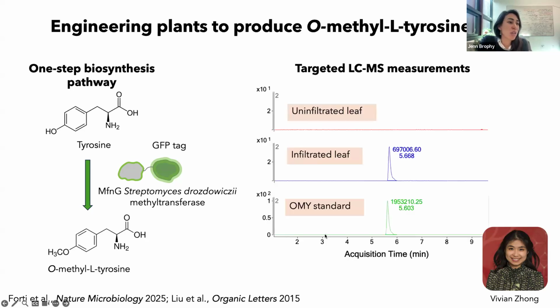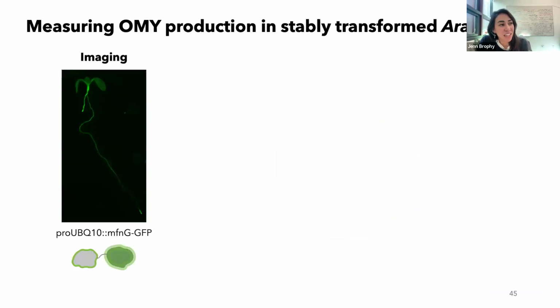where she was able to show that the infiltrated leaves, the leaves where we've delivered this MFNG gene, are able to make O-methyltyrosine. Here's the standard, and the plant does not naturally produce this non-standard amino acid. So this was exciting to us because it showed that there was capacity for making O-methyltyrosine in plants. We have started making Arabidopsis lines that express this enzyme, and this is an example of an Arabidopsis line that expresses the enzyme from a ubiquitously active promoter, so in all cell types in the plant.